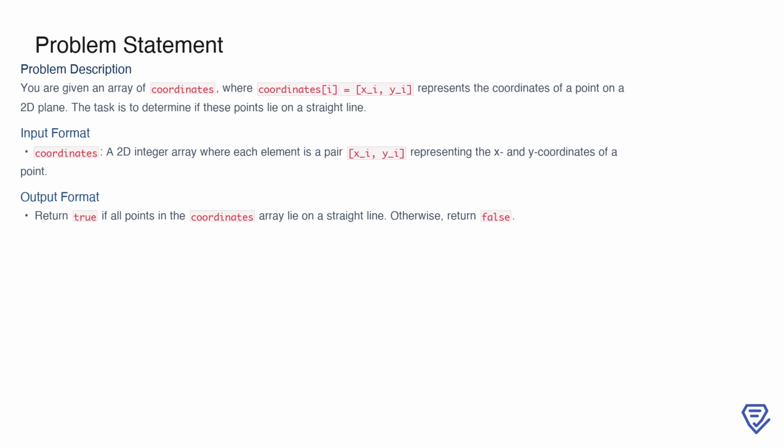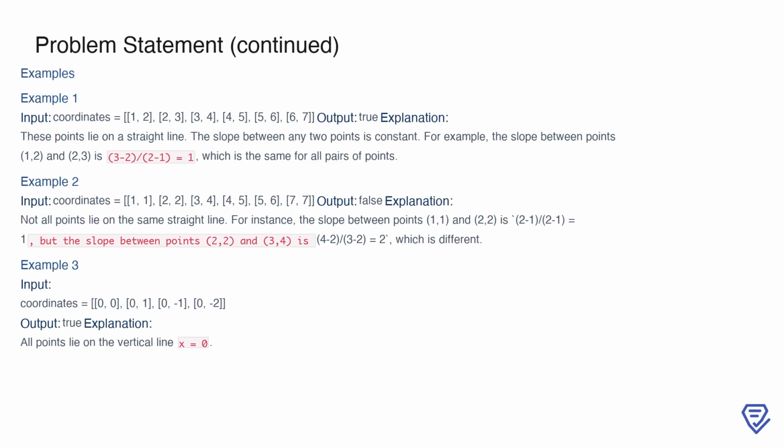For instance, if we have a point (2, 3), it means the x coordinate is 2, and the y coordinate is 3. Our goal is to analyze all the given points and decide if they align perfectly on a single straight line. If they do, we return true, otherwise, we return false. This will involve checking the consistency of the relationship between the coordinates of the points, which we'll explore further in the examples. To clarify, let's look at some examples.